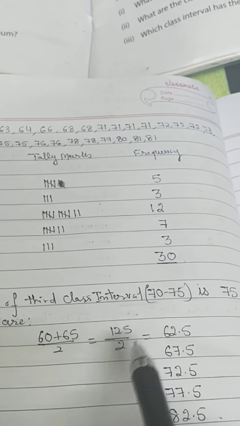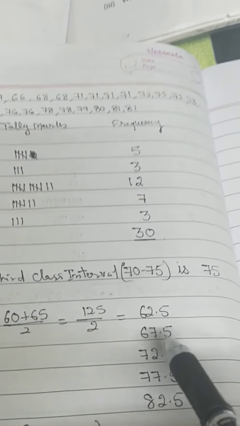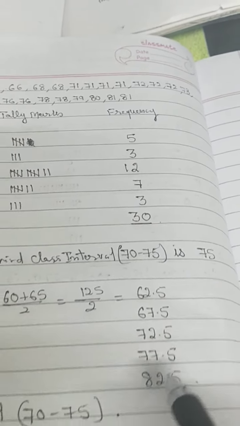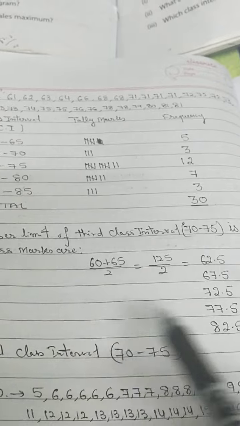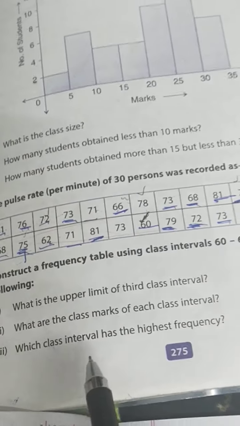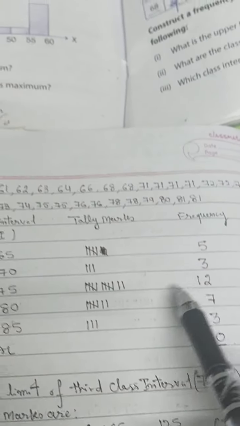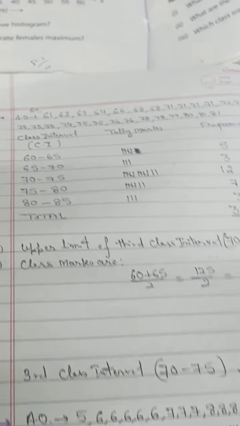Now we know that the class size is 5. To find the class marks for the others, we can add 5 to it: 62.5 plus 5, 67.5, 72.5, 77.5 and 82.5. In this way we can find their class marks. And third, which class interval has the highest frequency? The frequency is 12, and the class interval is 70 to 75. That is the third class interval, 70 to 75.